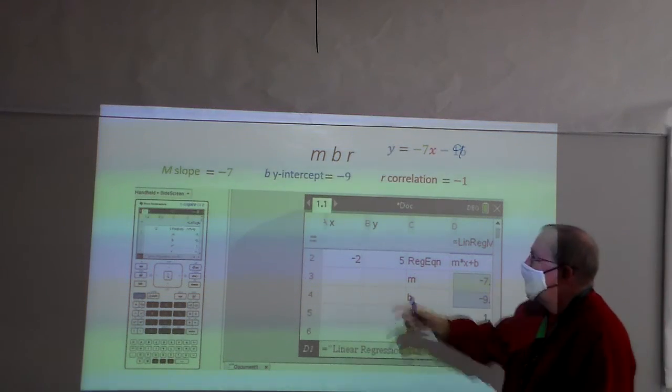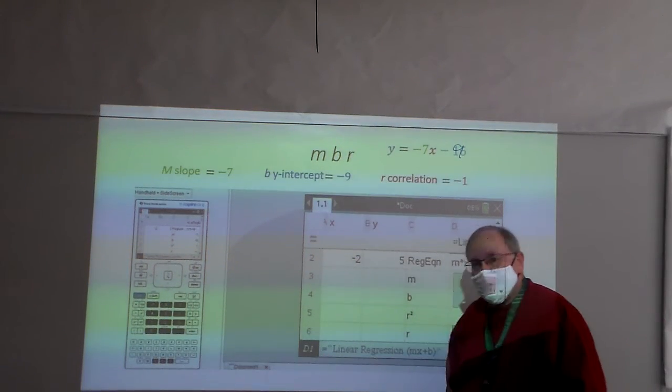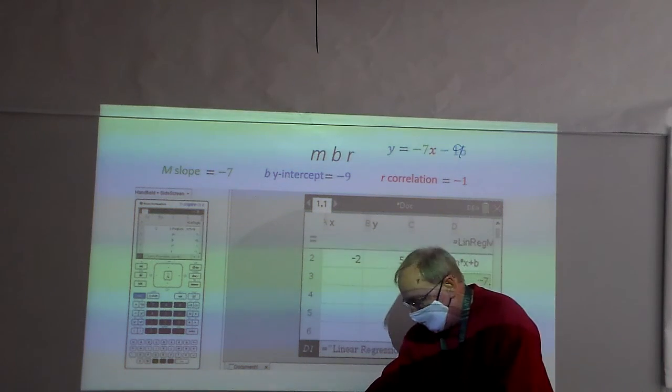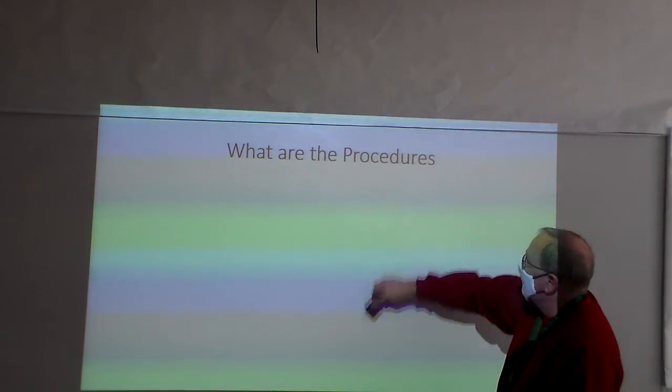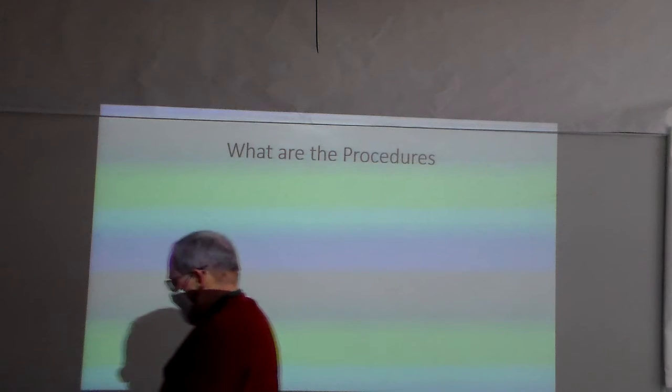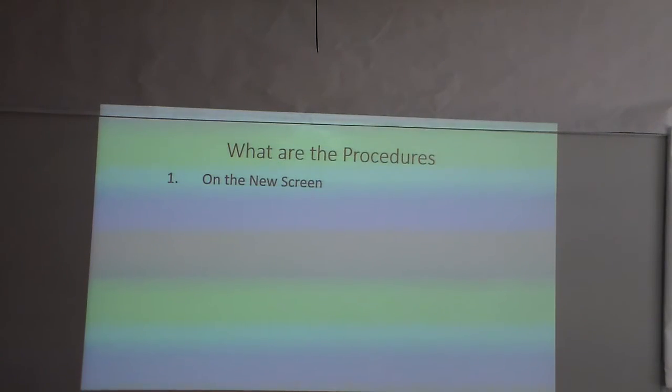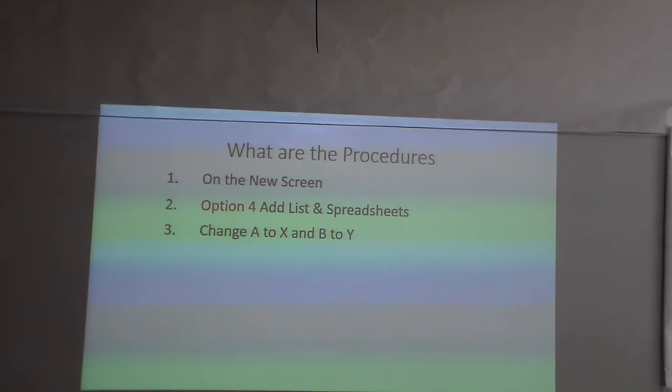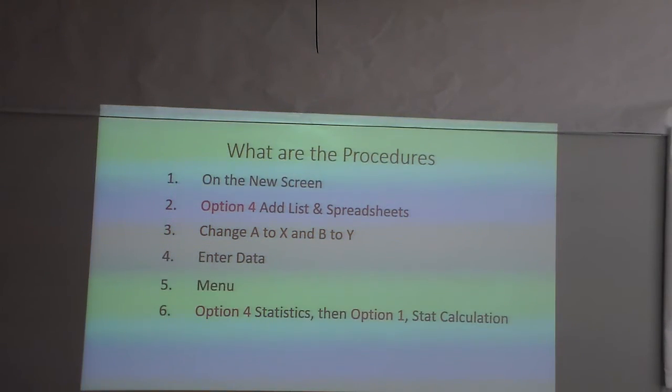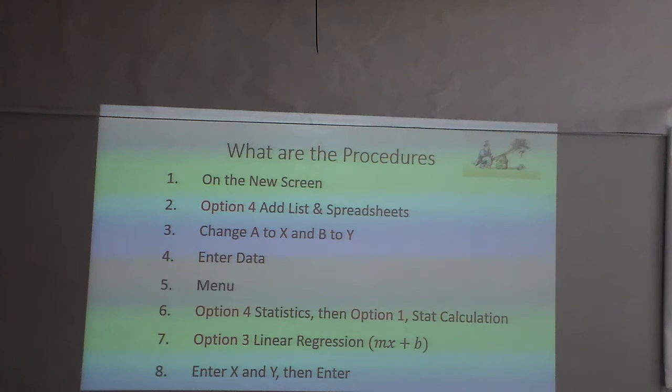We're going to have to fix these up here. I do a lot of copy and pasting and sometimes forget to change something. All right, so that is a -9. Okay. What are the procedures? On the new screen, option 4, add list of spreadsheets. Change A to X and B to Y. Enter your data. Menu. You do option 4, statistics. Option 1, stat collection. Then linear regression. There we go. Enter your X and Y and then enter.